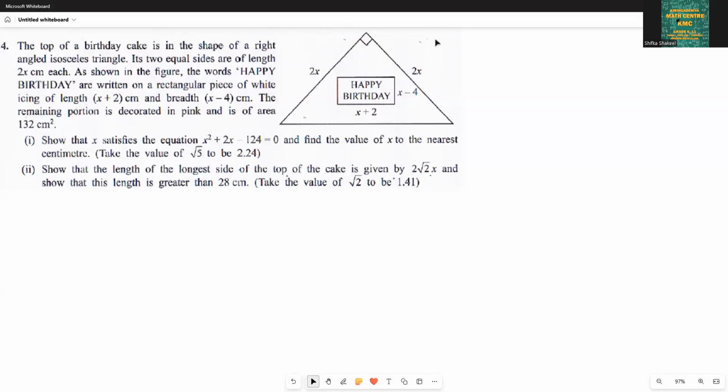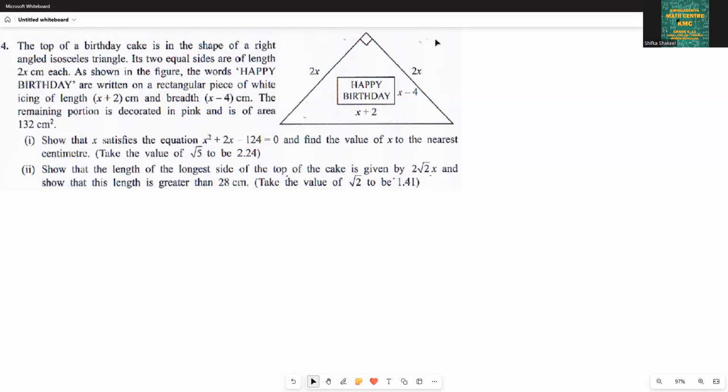Hello, children. Today we are going to discuss the 2024-2025 O-Level Maths Paper, question number 4. We already discussed the first, second, and third questions, and now we are going to discuss the fourth question of this year's 2024-2025 O-Level Maths Paper.